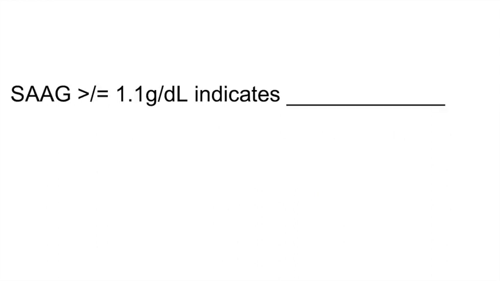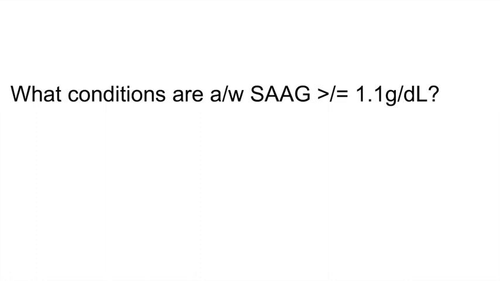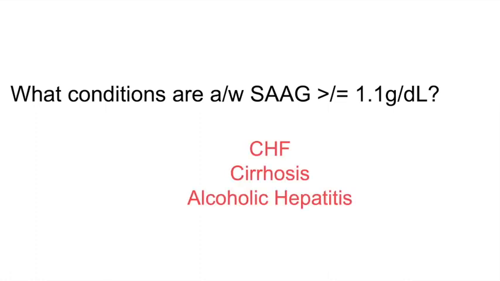SAAG greater than 1.1 indicates what condition? Portal hypertension. What conditions are associated with SAAG greater than 1.1? Congestive heart failure, cirrhosis, alcoholic hepatitis.